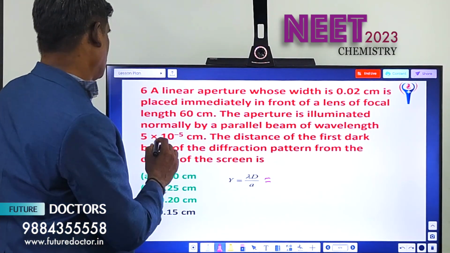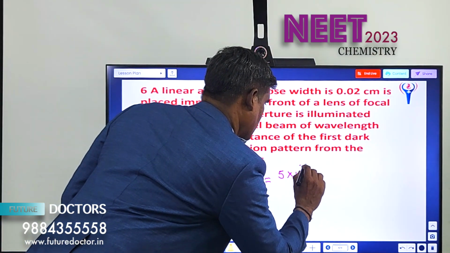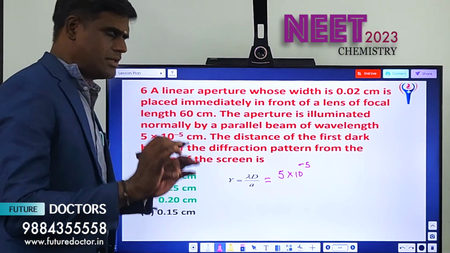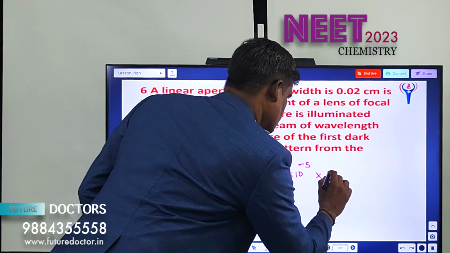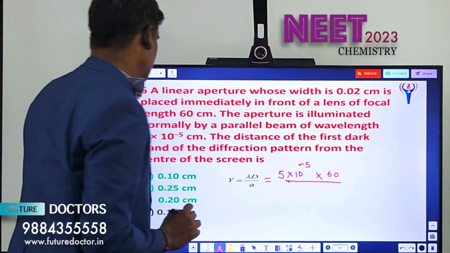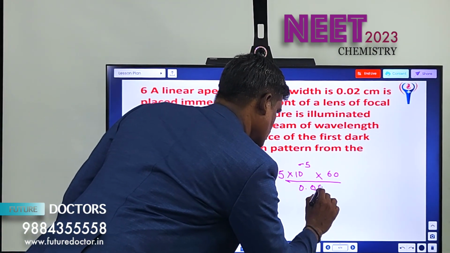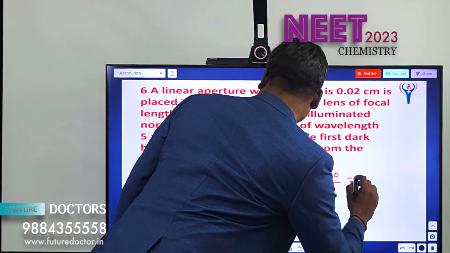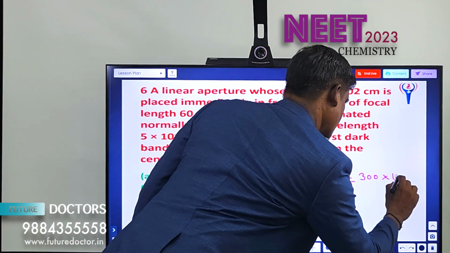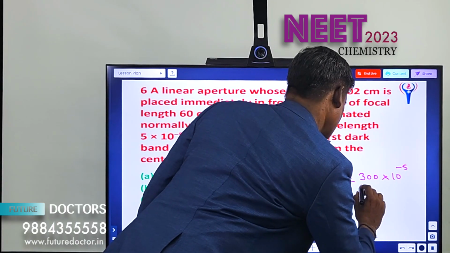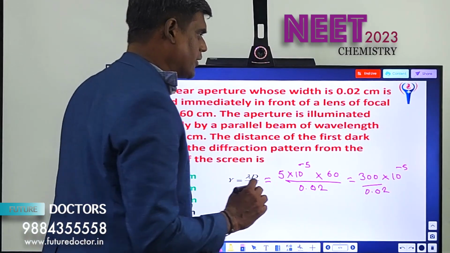Lambda is equal to 5 into 10 power minus 5. As I said, keep that in centimeter itself. D is equal to focal length 60 centimeter, into 60, divided by width 0.02 centimeter, keep as 0.02. Then 6 5s are 30. Then 300 into 10 power minus 5 divided by 0.02. To bring 0.02 to normal 2, multiply and divide by 100.